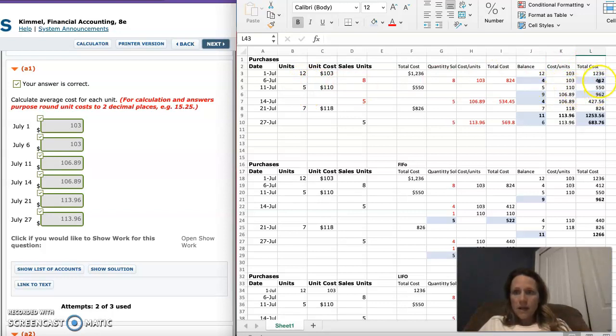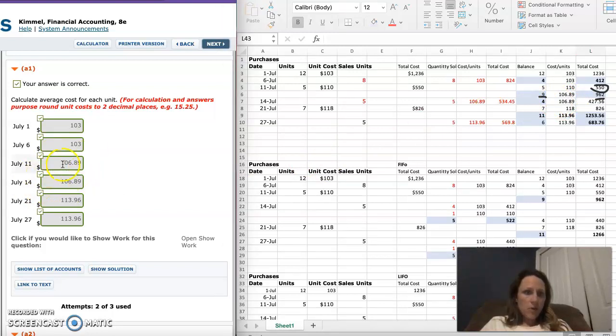And so we add the first price right here to 550 right there, and we get the 962. Sorry. And then we add the leftover 4 units to the new 5 units, and that's where we get the 9. So then we divide 962 by 9 units, and that's where we get the cost per unit of 106.89. So then we plug that in over here.